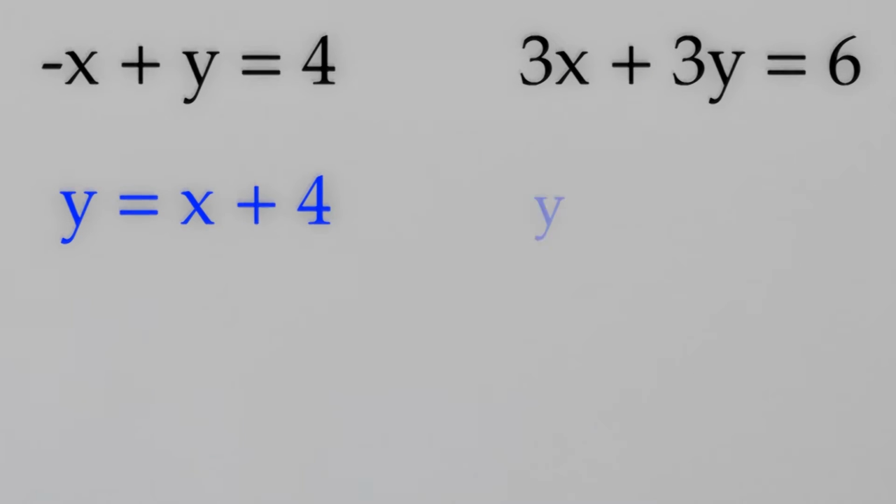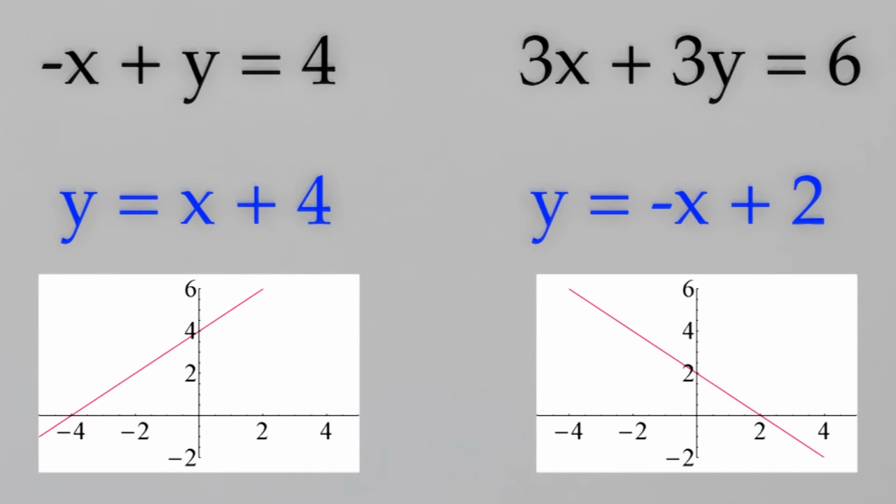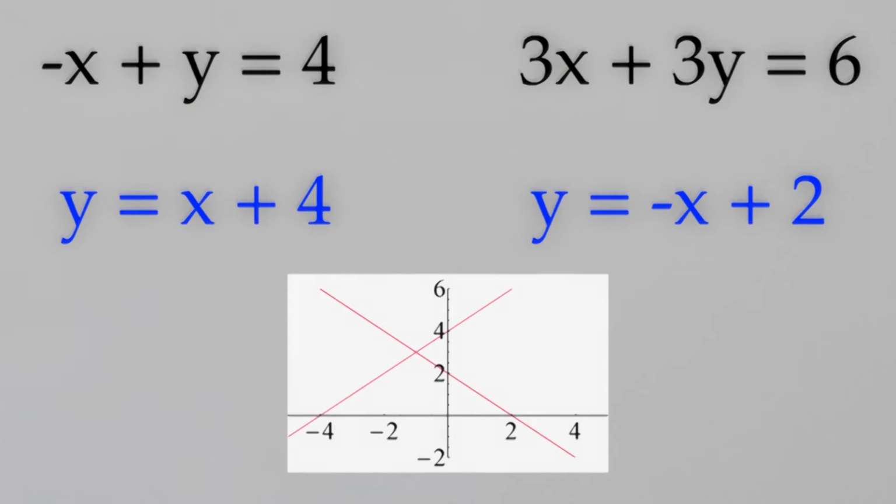We know that the graph of the line y equals x plus 4 is the collection of all the ordered pairs x y that are solutions to negative x plus y equals 4. And we know that the solutions to 3x plus 3y equals 6 make up the line y equals negative x plus 2. So any point where the lines intersect is a solution to both equations. Graphing confirms that the unique solution to the system is negative 1, 3, and that the system is linearly independent.